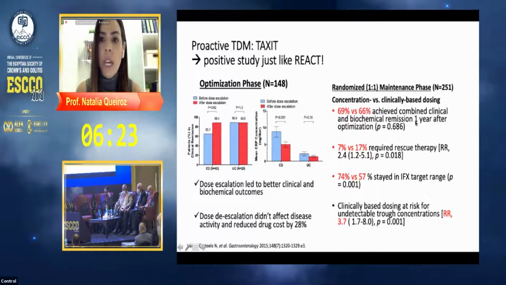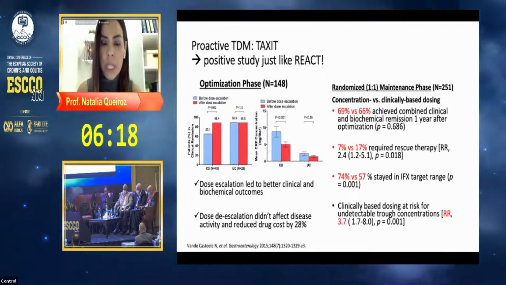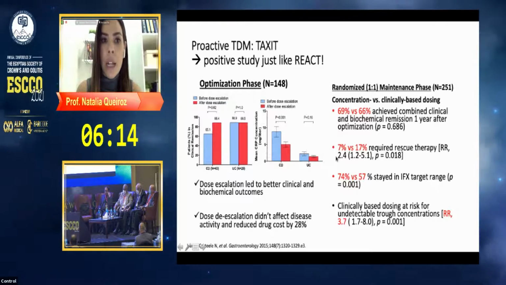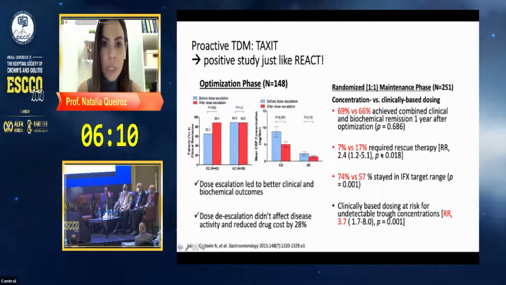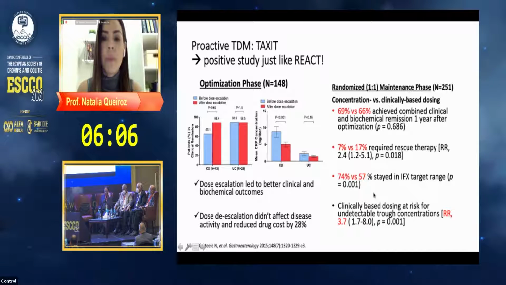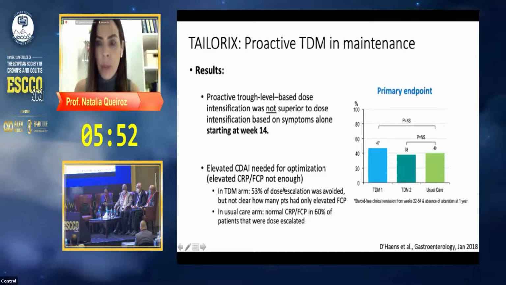That was a combined clinical and biochemical remission 1 year after optimization, but patients in the concentration-based arm experienced a lower proportion of requirement of rescue therapy and stayed in the infliximab target range, and patients in the clinically based dosing were at risk for undetectable trough concentrations. The second randomized controlled trial is the TAILORx trial.